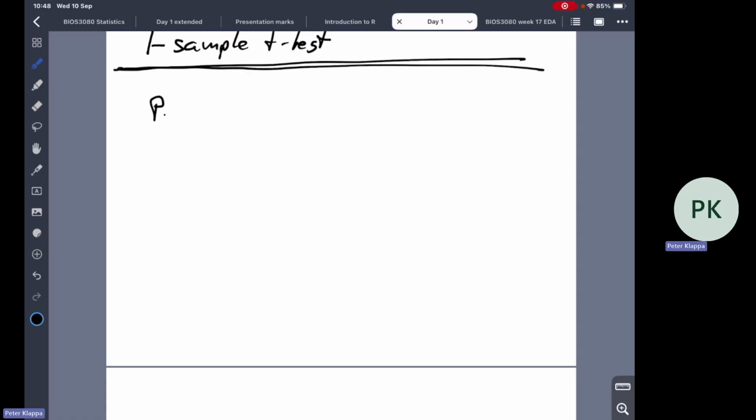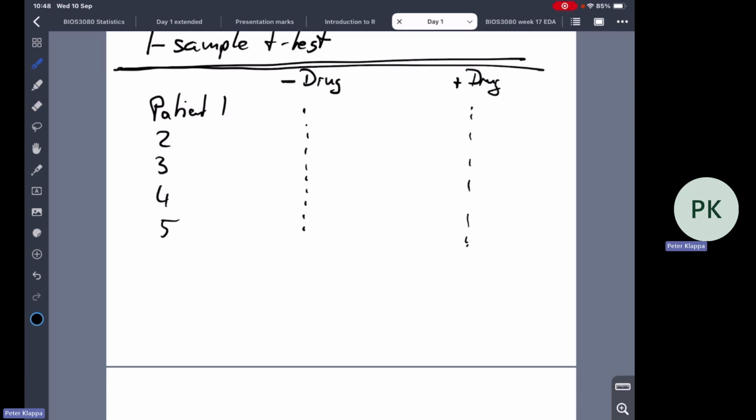So you have patient 1, patient 2, 3, 4, 5, and so on. You say, without the drug, I take the measurements. And then I give the same patient the drug, plus drug. So what you basically do is you then take these measurements, and what you have is a sort of, I describe it as a before and after treatment. You measure the same person before and after the treatment.